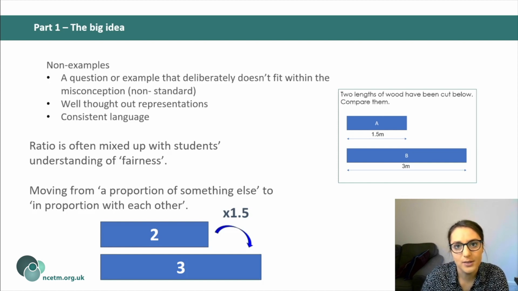When I was starting to plan to teach ratio, I thought about my representations from the very beginning, so I was using a really coherent set of representations and also really careful about the language that I use so it's consistent throughout the whole unit. I think some of the misconceptions that arise when pupils are thinking about ratio is this notion of fairness mixed up with ratio. Also, I want students to be able to move from this sense that things can be a proportion of something else, and also they can be in proportion with each other.